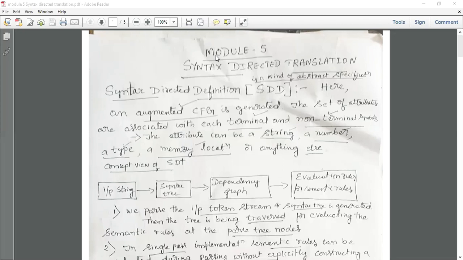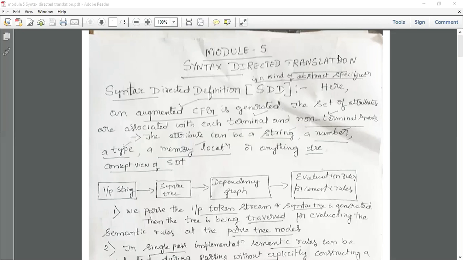Come to your module 5, syntax directed translation. Before going to syntax directed translation, you already know the various phases of compilers. All of you are seeing these notes, clearly visible? Yes sir, visible. Okay, that's the module, because last class I did one notes. I told you I shared it, but it's not displayed. Some problem. Okay, we come to the syntax directed definition.